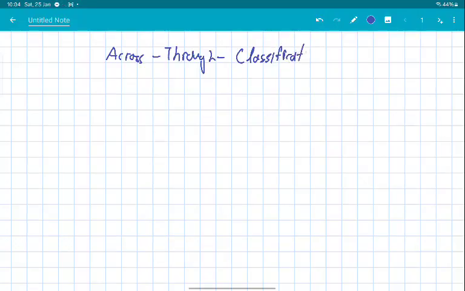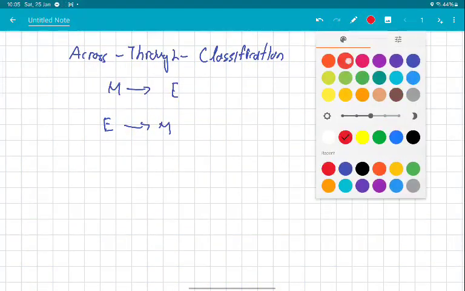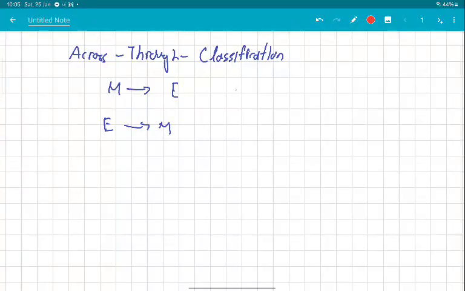So today we're going to talk about across, through classification. In this classification, we're going to be converting, for example, mechanical systems to electrical systems, or electrical systems to mechanical systems. And this actually requires the transferring of effort to flow. And here will be flow to effort.